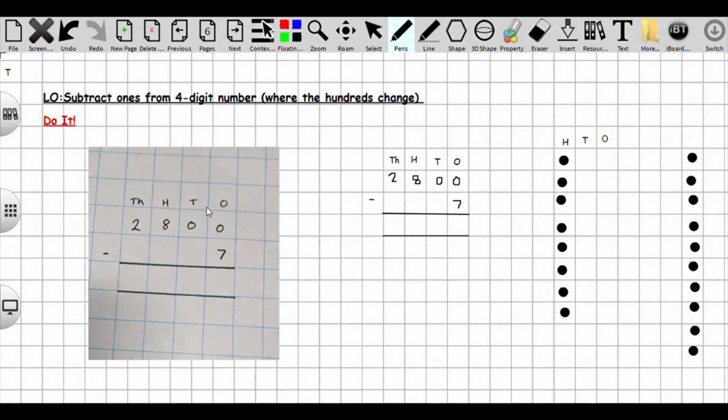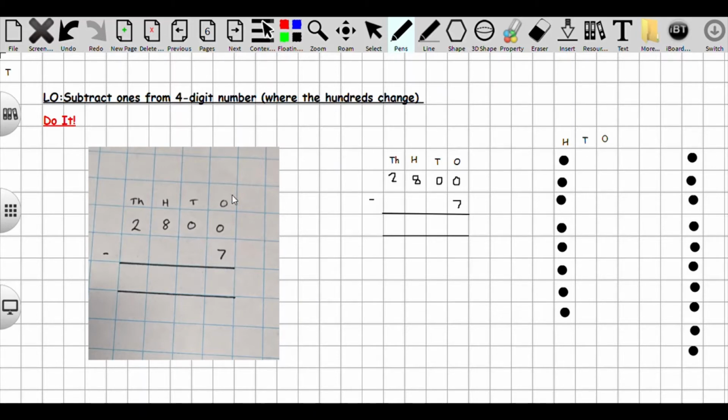So let's look at this first question. 2,800 subtract 7. Now you might get the answer immediately in your head, and that's absolutely fine. But you will in the future need to understand the reason why, and how we answer such a question. 0 take away 7. You cannot do that. I know we've looked at negative numbers in the past, but you cannot do that when you are starting with the number 2,800. You can't go into negatives. So 0 take away 7, you can't do.